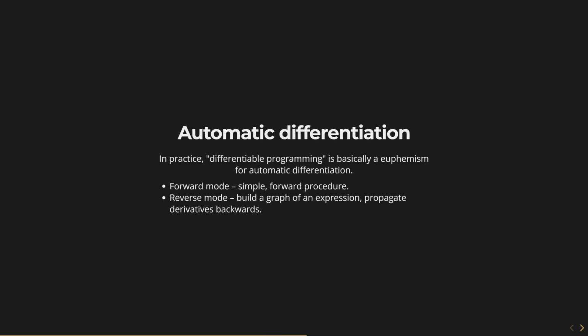And in practice, differentiable programming is often basically a euphemism for something called automatic differentiation. So we have the forward mode, which is very simple. You just replace the normal doubles we'd use for doing mathematics with a new number type. And then the reverse mode, which is much more complicated but much faster when you have lots of parameters, and we will have a quick look at both.